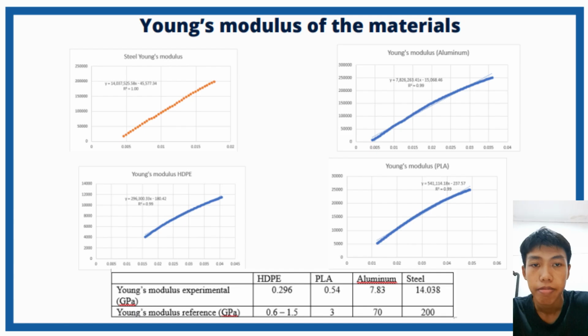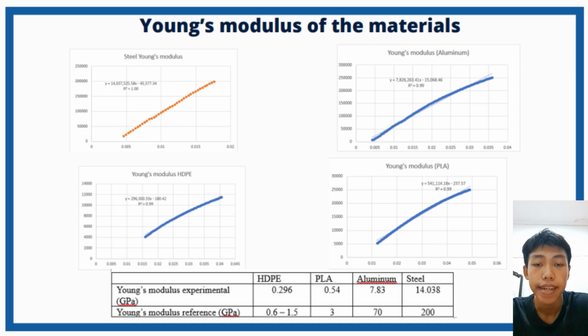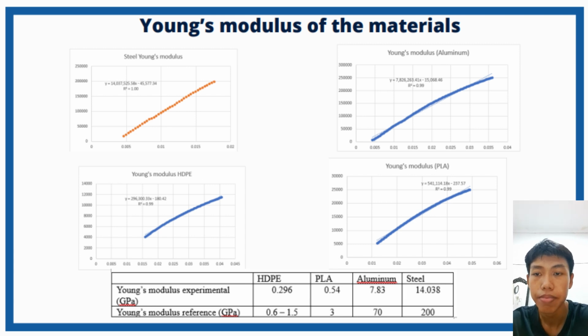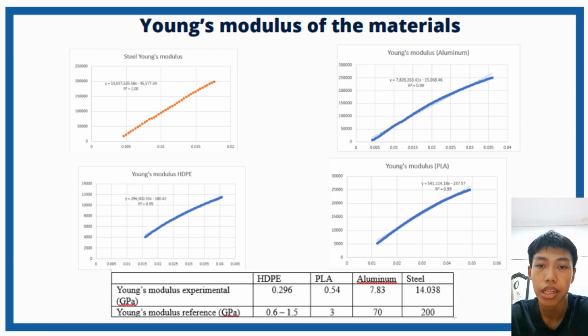As I explained earlier, we can get the Young's modulus of the materials we tested in tensile testing by getting the slope of the elastic zone of the material in the stress strain curve. So here is the Young's modulus of the materials that we tested. Notice that there's an inconsistency between the experimental Young's modulus that we get from the tensile test experiment and the Young's modulus as referenced on the internet or in journals.